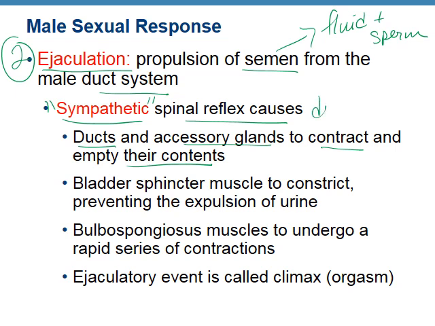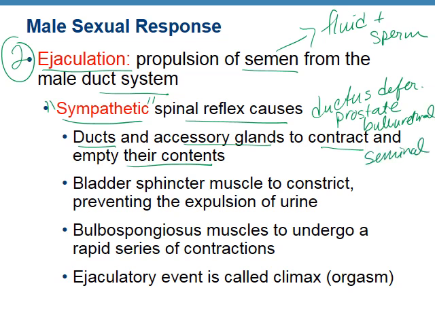So when I say ducts, you should be thinking ductus deferens. Remember, the sperm have to come from the epididymis, right? So ductus deferens, we could be talking about prostate. We could be talking about bulbourethral glands. We could be talking about seminal vesicles. So all of those have to empty their contents.